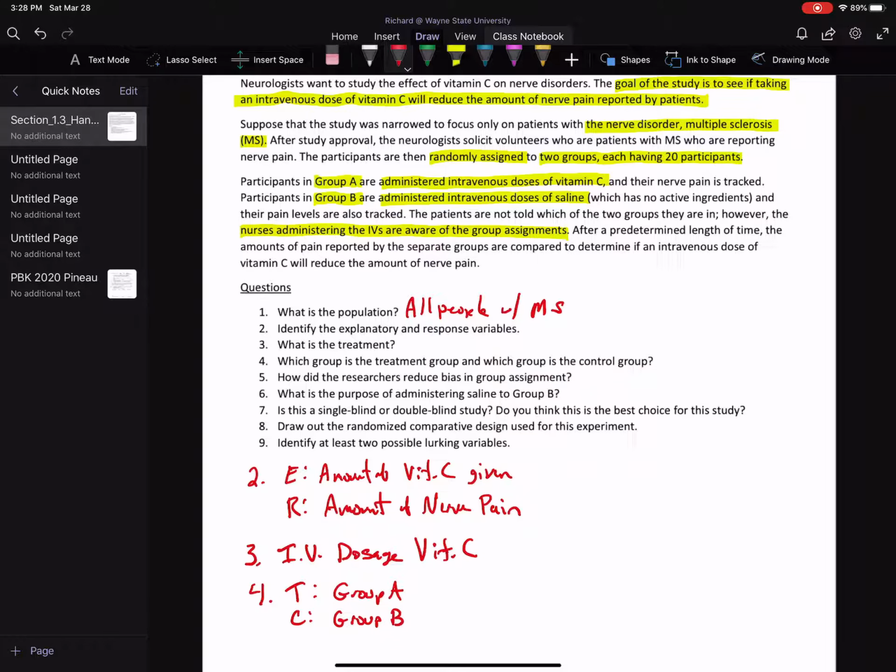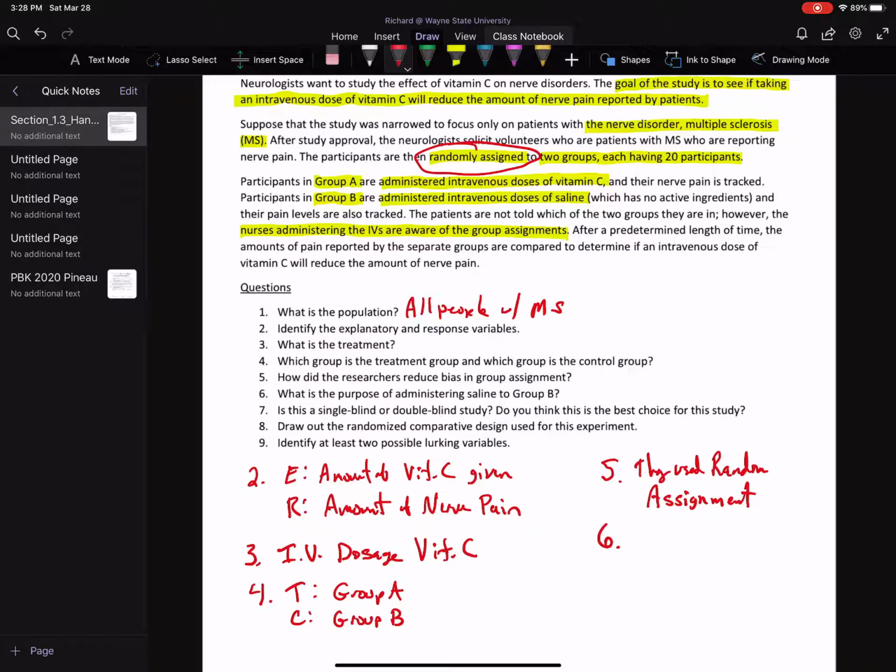Number 5, how did the researchers reduce bias? Okay, so where did they reduce the bias? Well, it's right here. Remember, they used random assignment. They used random assignment. Very, very important in the research.